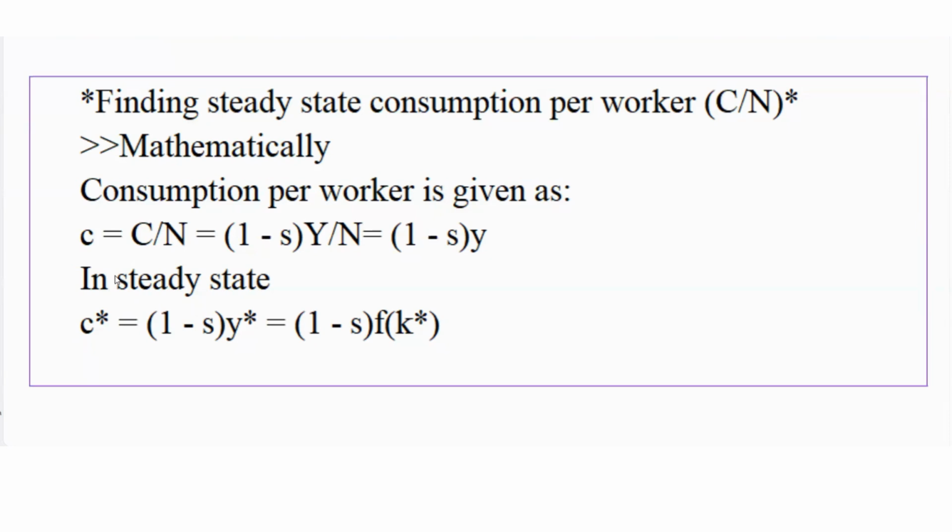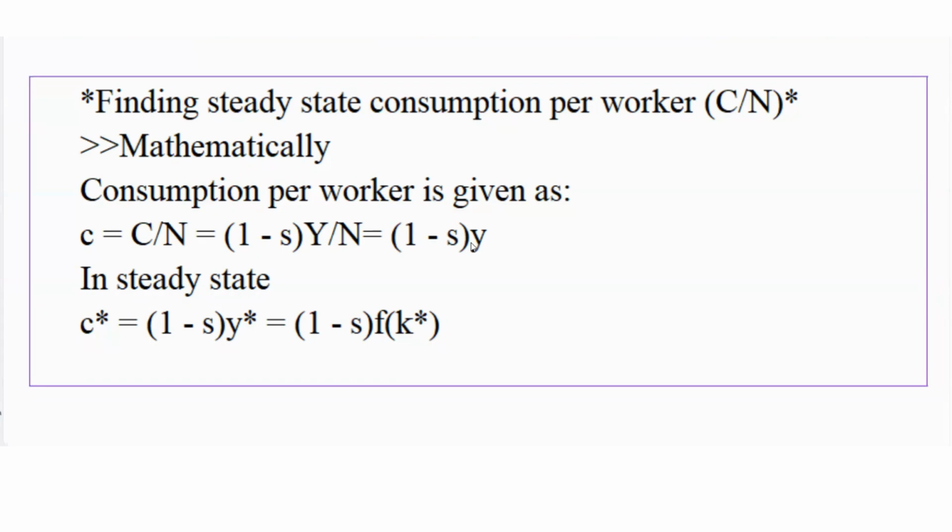Now, consumption per worker is given to us as small c, because remember, lowercase letters represent per worker variables. It is equal to consumption divided by the number of workers. And we know consumption in this case is (1 minus s)y, because remember, we're assuming savings is equal to small sy, where s is the savings rate. So consumption is (1 minus s)y, and y/n is just output per worker. So consumption per worker is (1 minus s) times output per worker. Now this is in general.